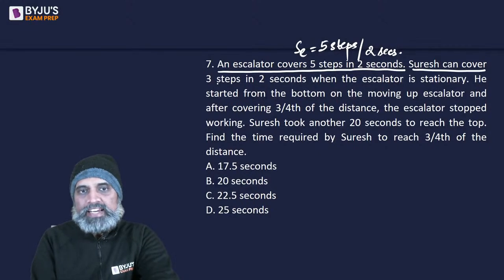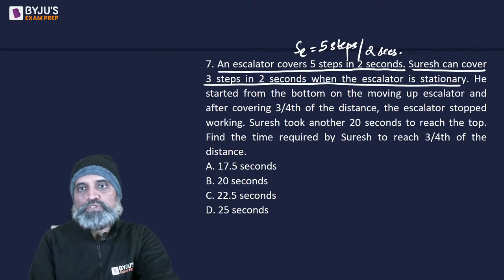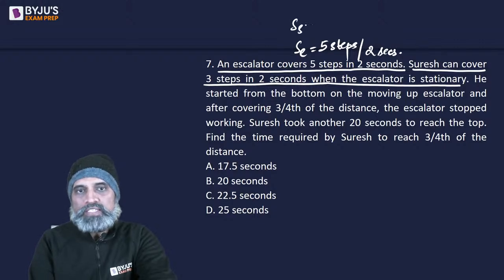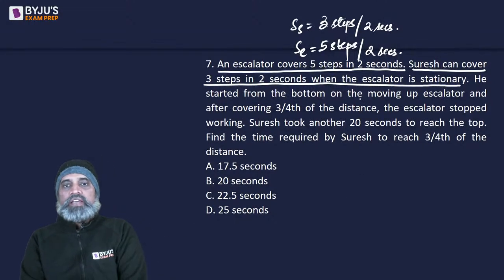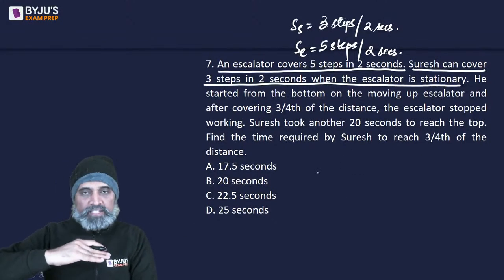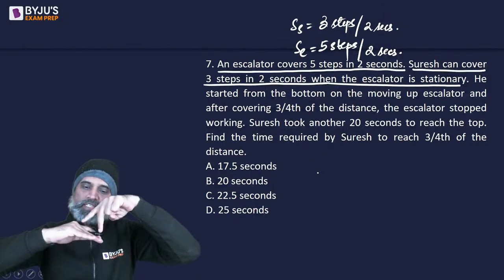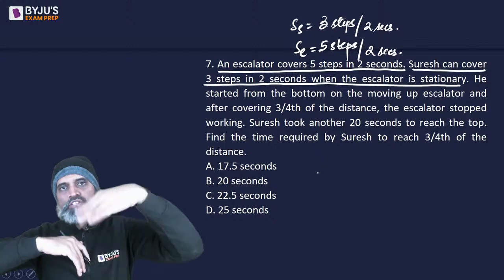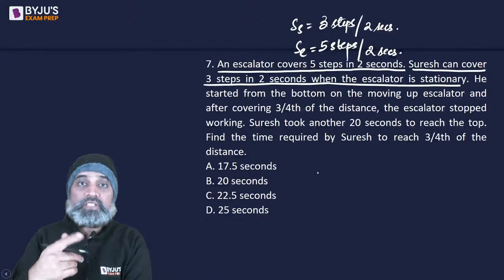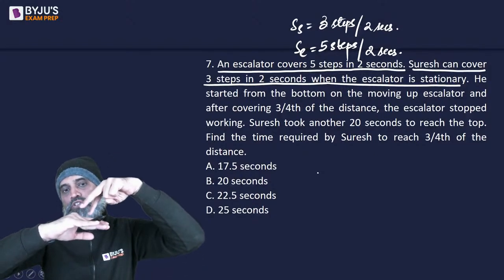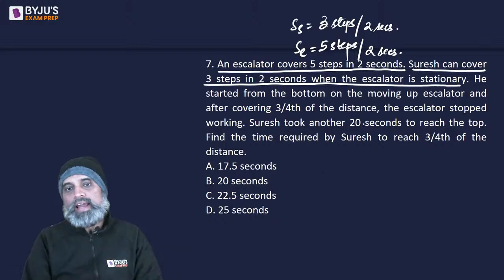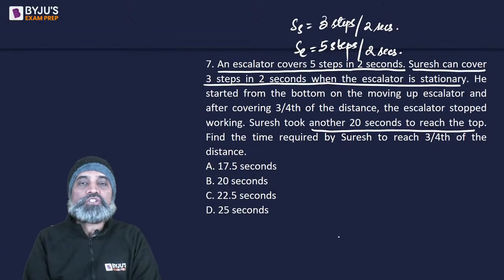If you read the second part, this is the speed of Suresh. And the speed of Suresh is given as 3 steps per 2 seconds, right? Or 1.5 steps per second. Now what happens is the escalator started moving and Suresh was on it. Escalator is also moving, Suresh is also moving. So Suresh ends up covering a lot of distance. A lot of distance here means a lot of steps. And then the escalator stopped working. Then what happens? Suresh has to walk. And he takes another 20 seconds to reach the top.